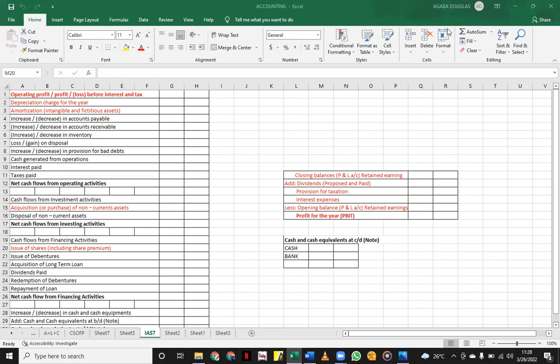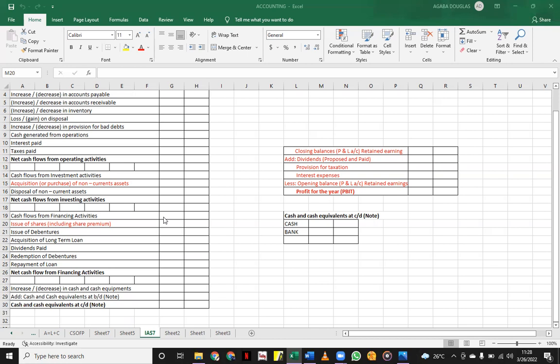And then the financing, you're either issuing debentures, you're getting a long-term loan, your dividends have been paid. That means you're paying out money. Then redemption of debentures, you're paying out money to bring back the debenture before it matures. And then the repayment of a loan. And eventually you're going to be sending out money, like we'll be seeing when we begin looking at a number.